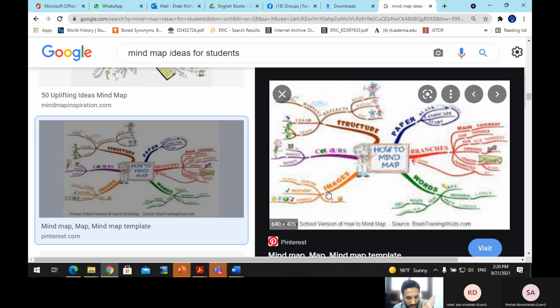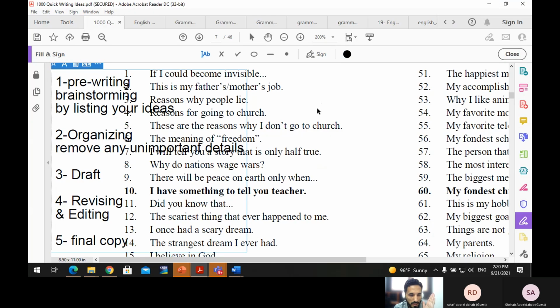It would be great if there were images. If you can draw something, if you are skilled in drawing, you can draw the information instead of writing complete sentences. Images, you can color your mind map. Okay, you can structure. It's important to mind map your ideas before writing about your topic, and then organize your thoughts. You can remove the unimportant details and think of the topic sentence that you're going to start with. Okay, in the drafting stage.